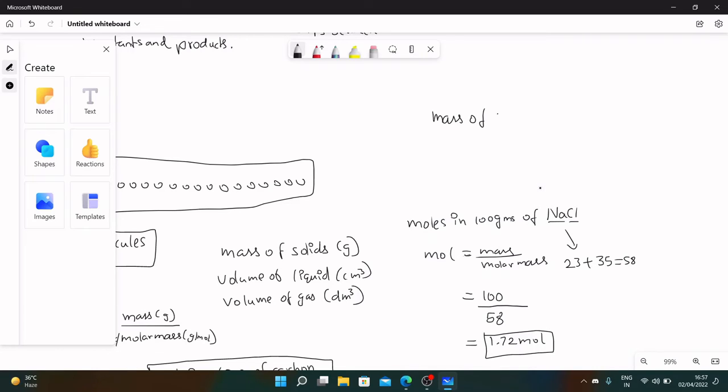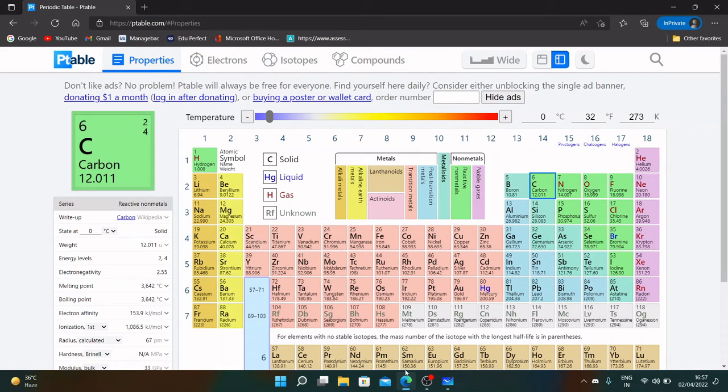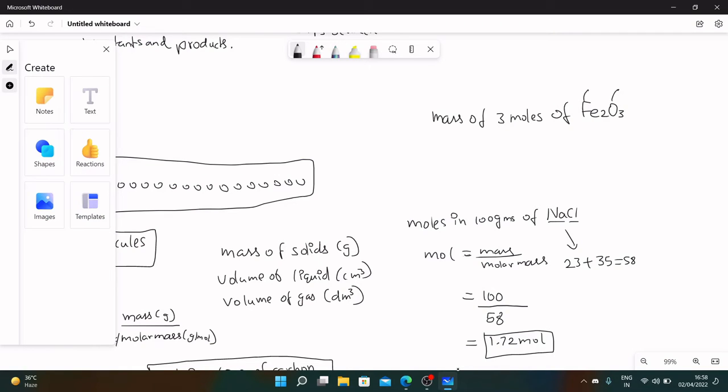Mass of 3 moles of Fe2O3. That's what we have to find. Over here we have the number of moles and the chemical formula of iron oxide. First, we need to find the molar mass of iron oxide. To do that, we need to first find out the atomic mass of iron and oxygen. The atomic mass of iron is 56 and that of oxygen is 16. So, we'll write 56 and 16.